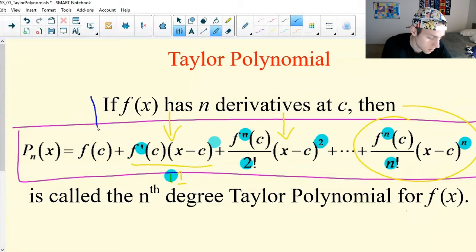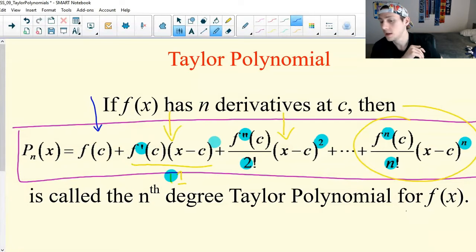So we start with just the value of the function, f of c, and then we add on this new formula for each term. Okay, and we'll be asked different degrees. So maybe it says find the 2nd degree polynomial, find the 5th degree polynomial, find the 132nd degree polynomial. And that'll tell us how many of these numbers we actually need to plug in and how many of these terms we need to calculate.